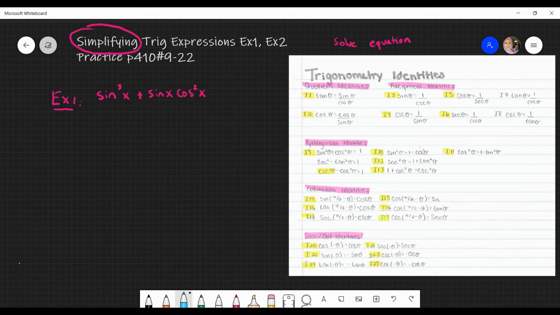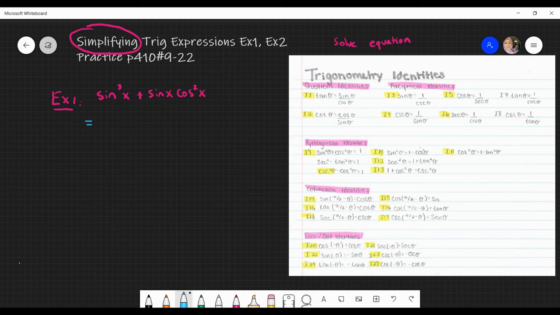There's no one method that you could use to simplify all the expressions. It definitely requires lots of algebraic skills. It requires practice so you can get familiar with some methods that you could use, and it definitely requires the use of trig identities. The ones we covered so far are the quotient, reciprocal, Pythagorean, cofunction, even and odd. So let's start with this.